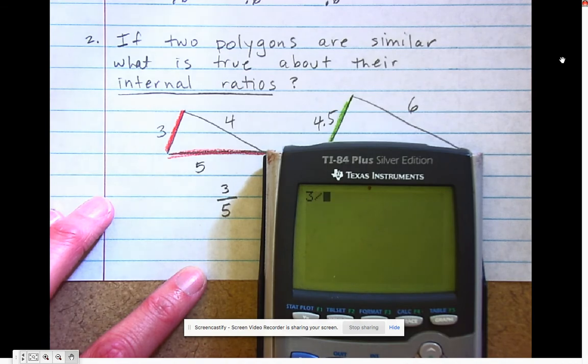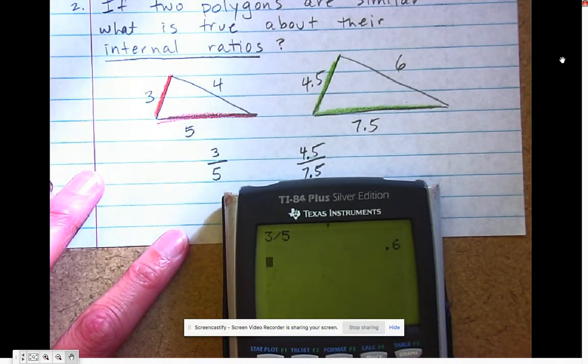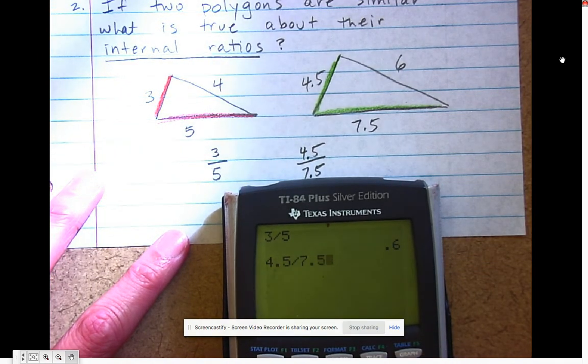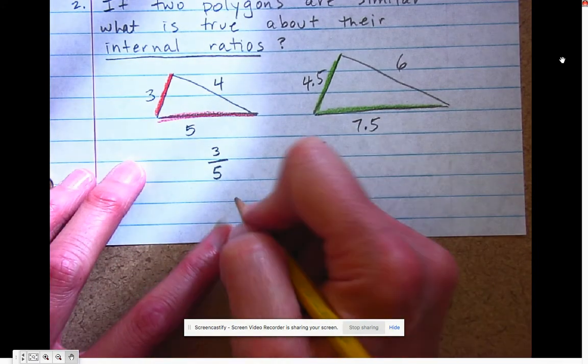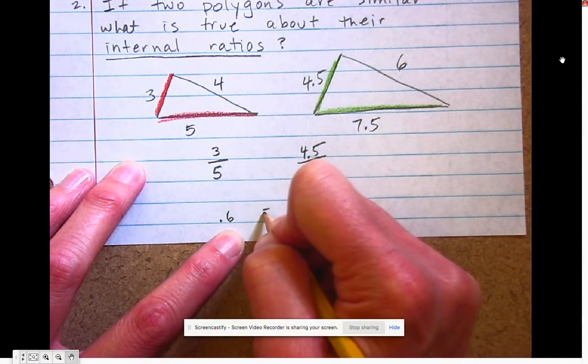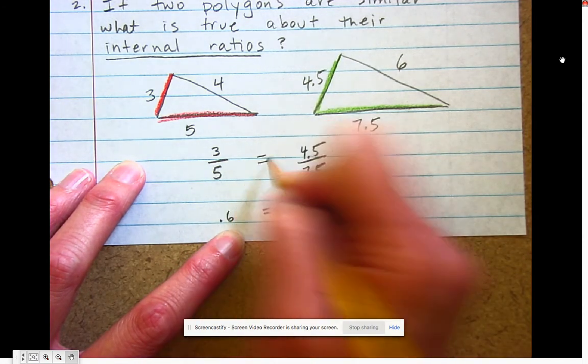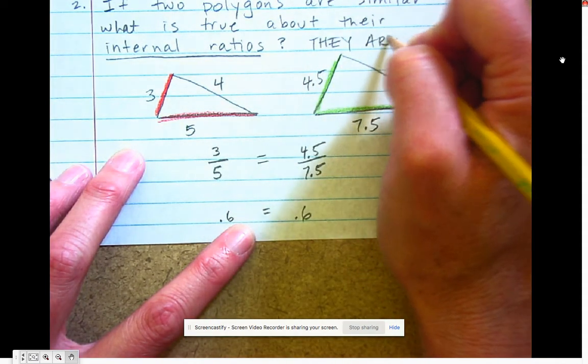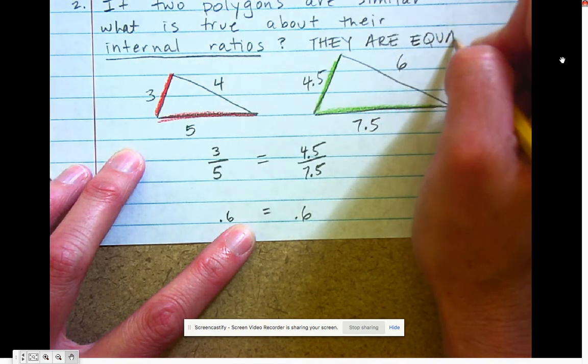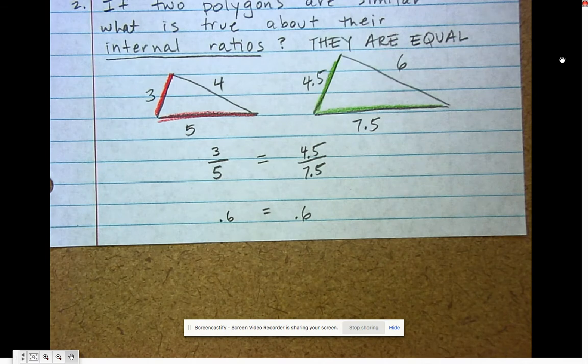So I'm going to do 3 divided by 5. Okay, that looks like in decimal form that's 0.6. And how about 4.5 divided by 7.5? Okay, that's 0.6 also. So both of these are equal to 0.6. All right, so these two ratios are the same. So we could say they are equal. Okay, so corresponding ratios are the same along with internal ratios as long as the two polygons are similar. All right, let's look at our third big idea.